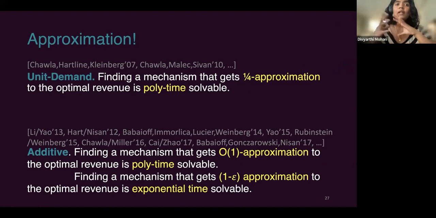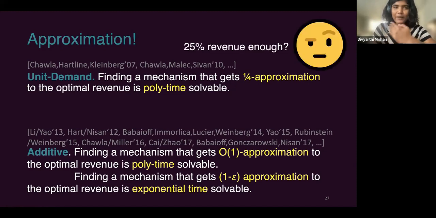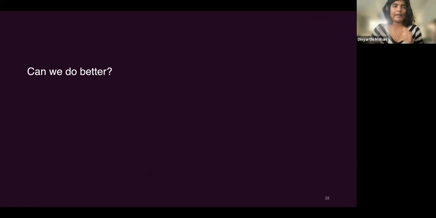So there is this simple mechanism that gets 25% of the revenue. Okay, but is 25% of the revenue really good enough? Can we do better? Do we really want to sell something that's worth $1,000 for just $250? Can we do better than a 1/4 approximation? And until now, we didn't know anything better than a 1/4 approximation. We didn't even know a 1/4 plus epsilon approximation for this setting.